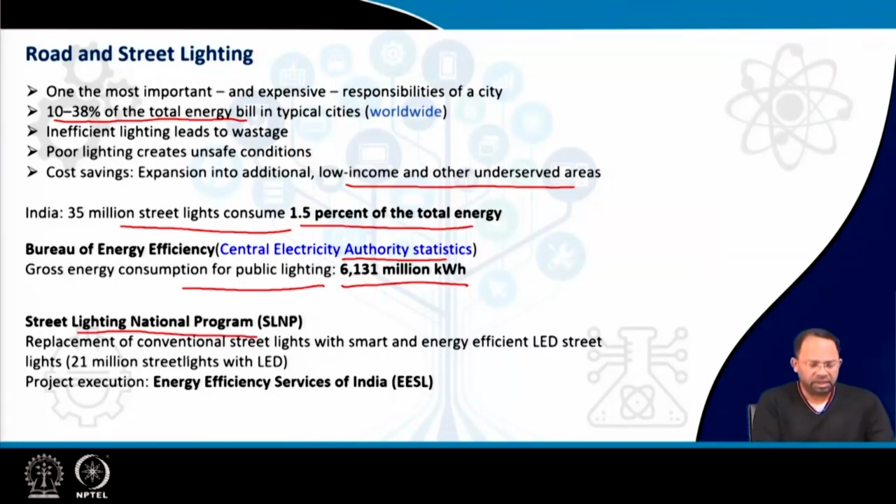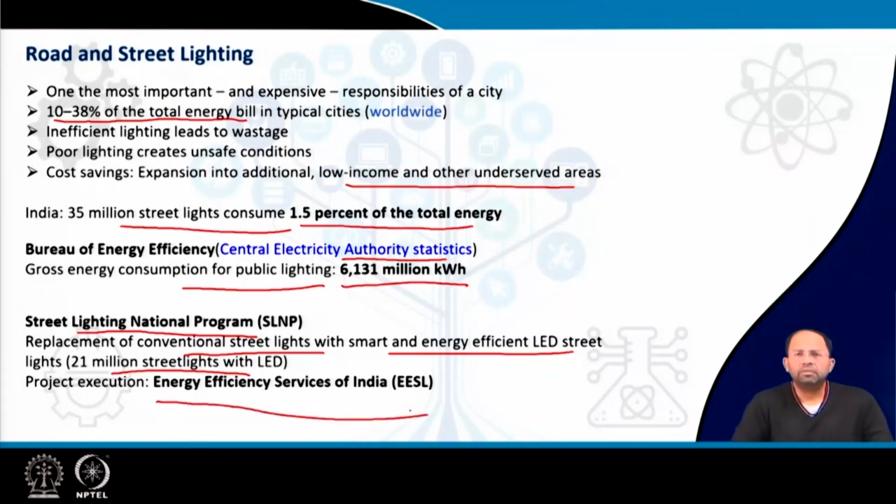Currently the Government of India is working on the Street Lighting National Programme, which wants to replace the different conventional street lights with smart and energy efficient LED street lights, and the rough estimate is that around 21 million street lights will eventually be replaced with LED lights, and this project is executed by the Energy Efficiency Services of India.